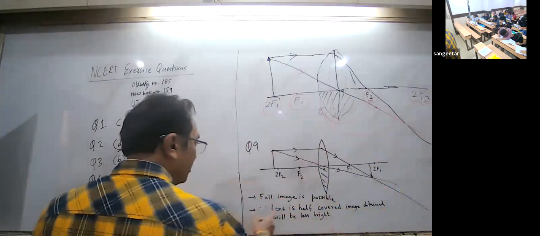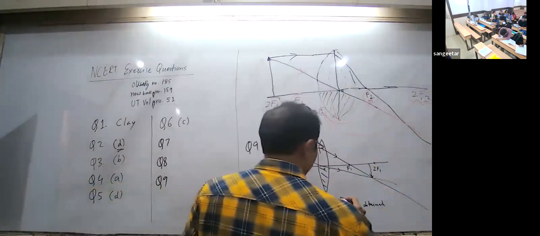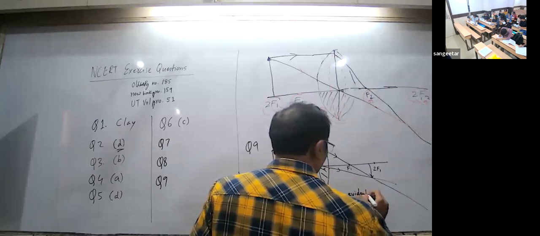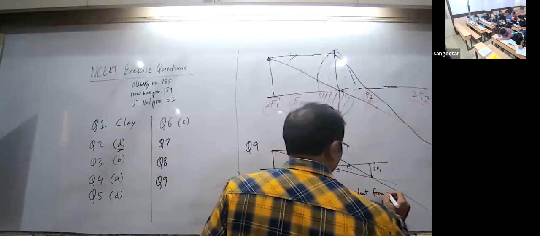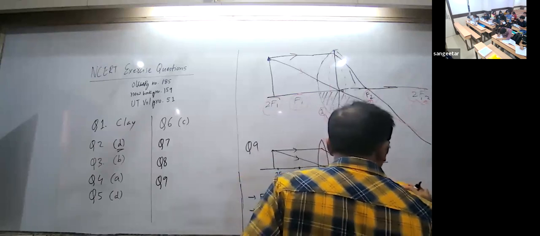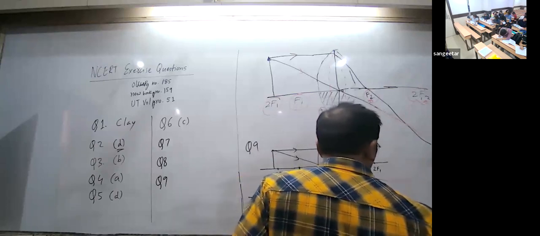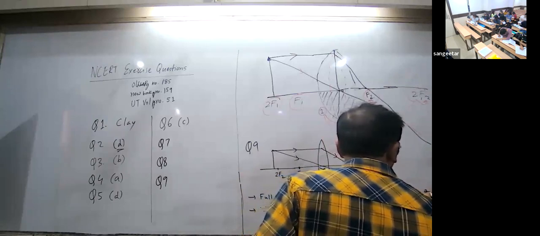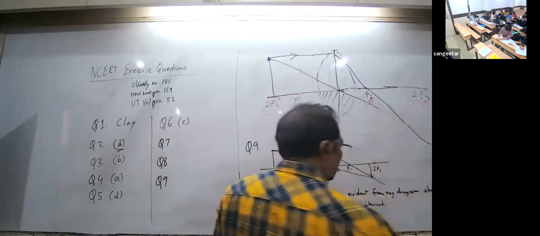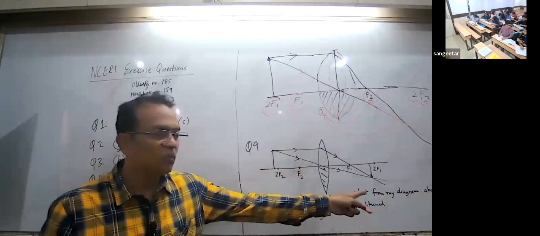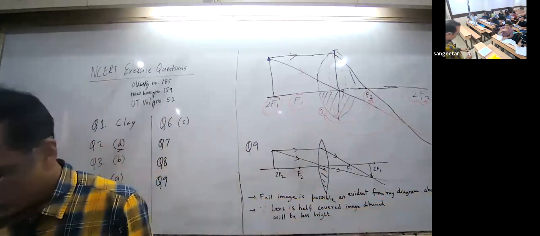So you can say verification: a full image is possible as evident from the ray diagram above. Okay. So is the verification clear? Full image is possible as evident from the ray diagram above.